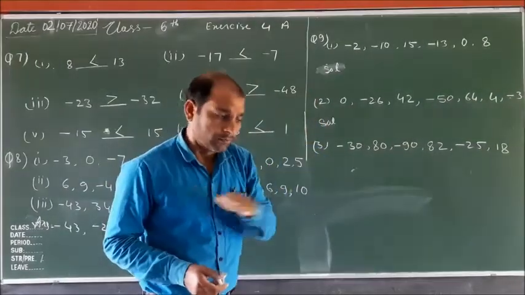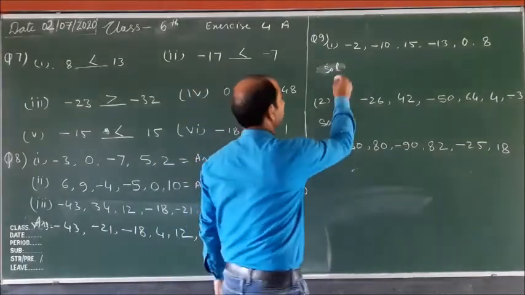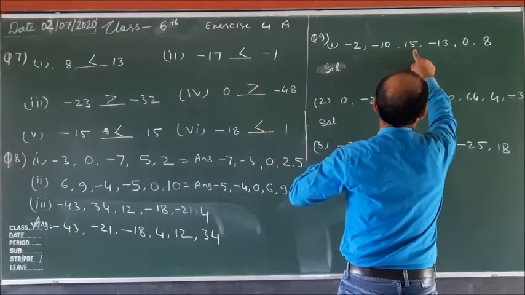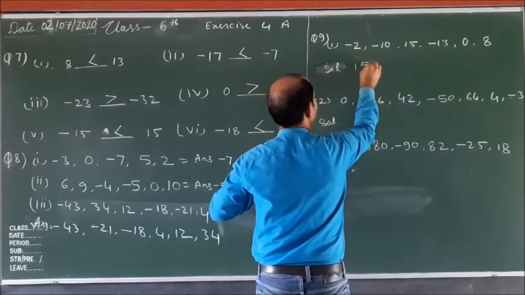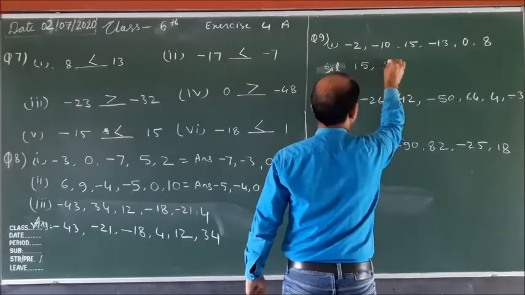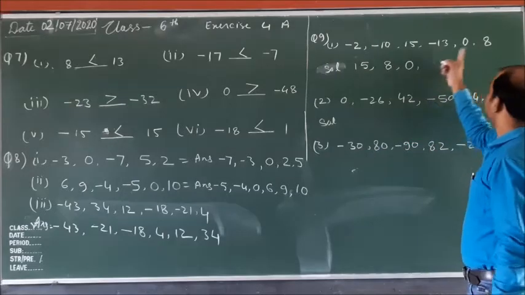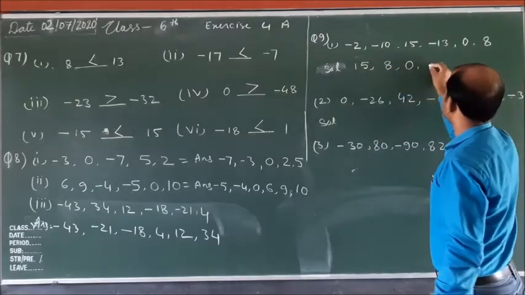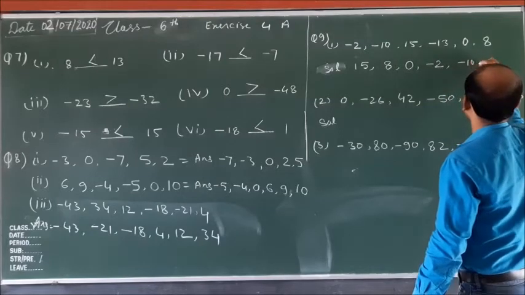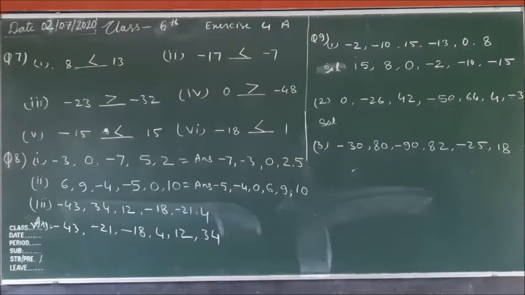We move from greater to smaller. So first we write here the greater. Which is the greater number? 15 is the greater number. So first we write here 15. After 15, 8. After 8, 0. After 0, minus 2. After minus 2, minus 10 and minus 15. This is your answer, dear students.